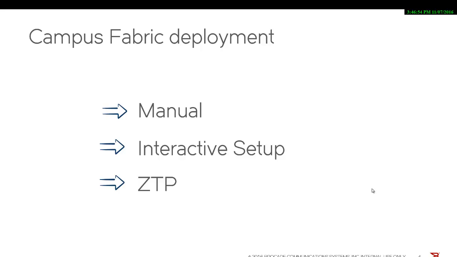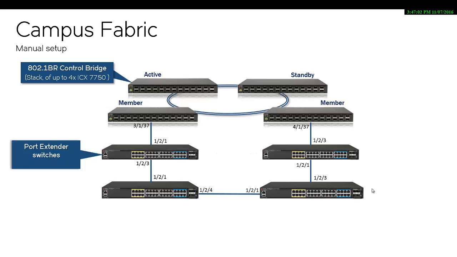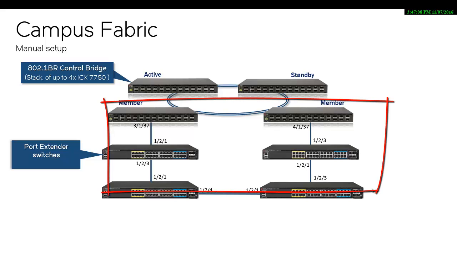Following are three possible ways of configuring campus fabric: the manual setup, the interactive setup, and the zero-touch provisioning or ZTP. We will begin with the manual setup to form an SPX ring that accounts for a high availability feature released in campus fabric phase 2.